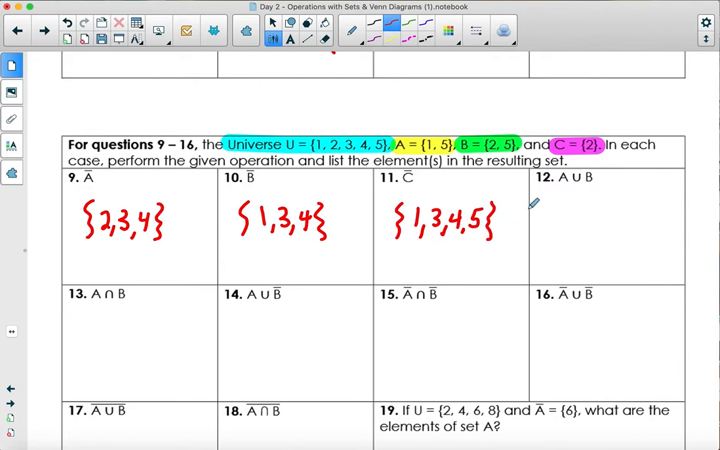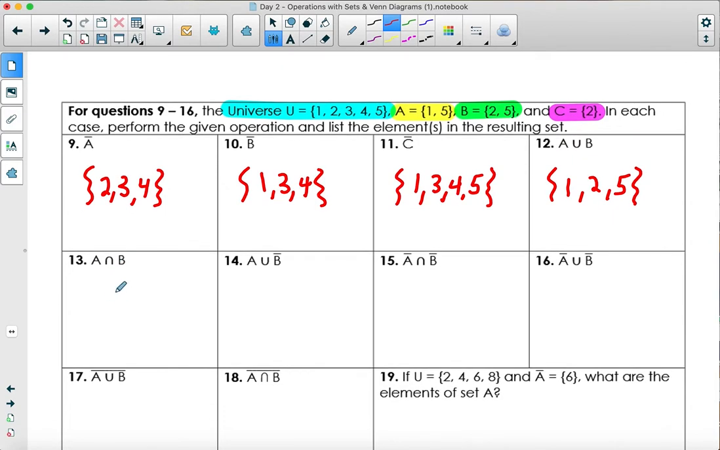Okay, if I then say A union with B, so okay, now completely different question. I'm just looking at sets A and B, and I'm doing the union of them. So I'm going to bring together 1, 2, and 5. Those are all the elements that A and B have together. A intersection with B is what do A and B have in common, and the only element they have in common is 5.